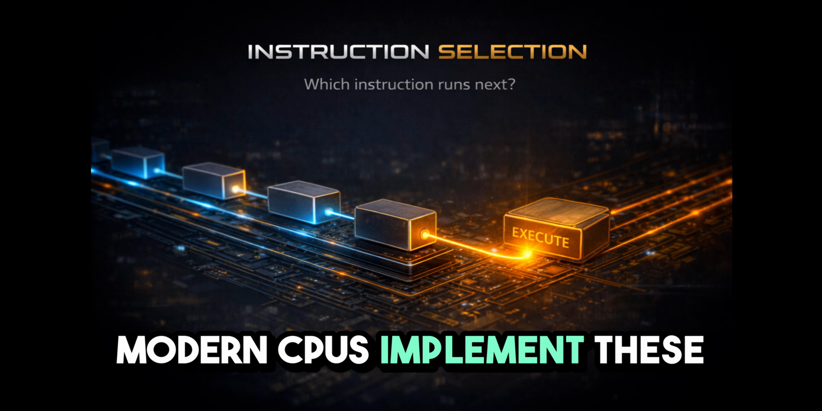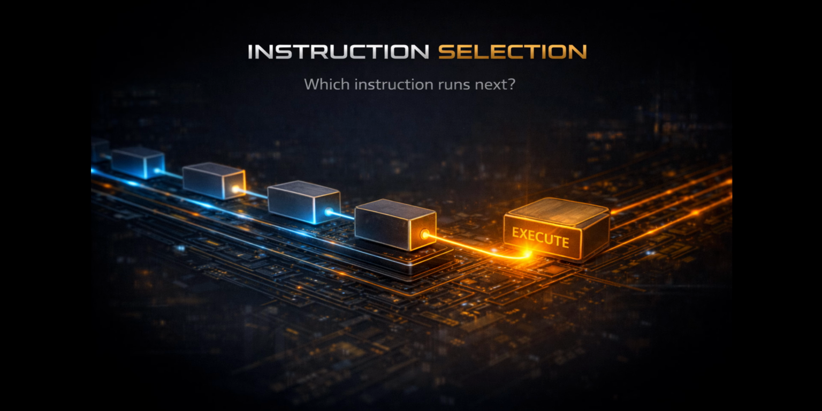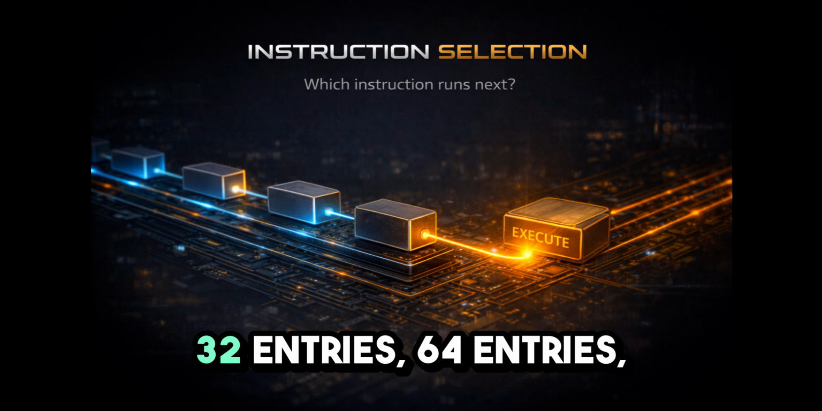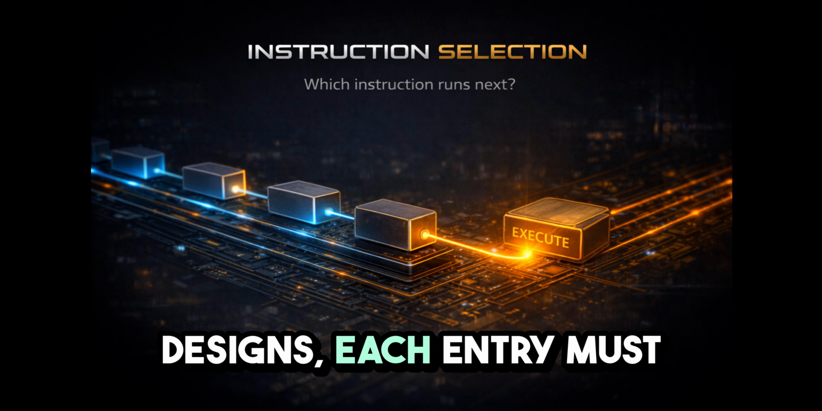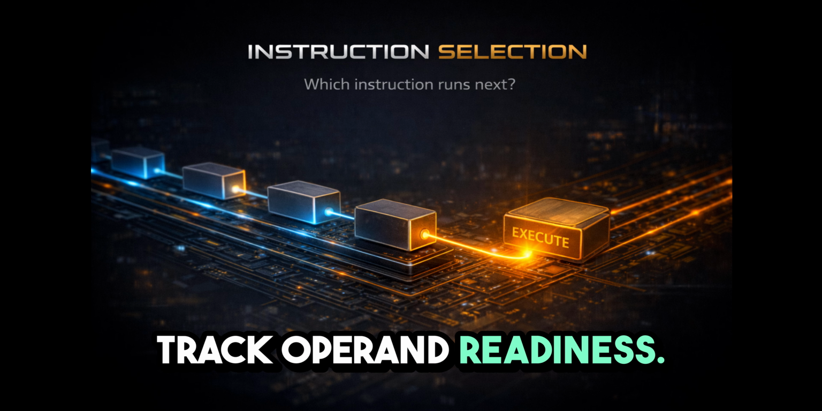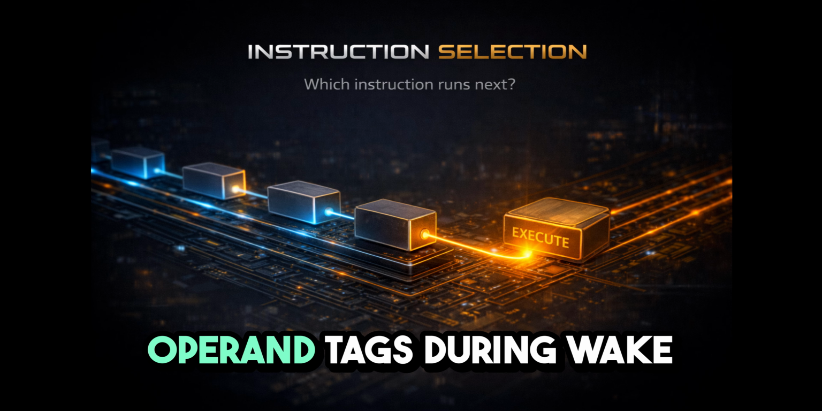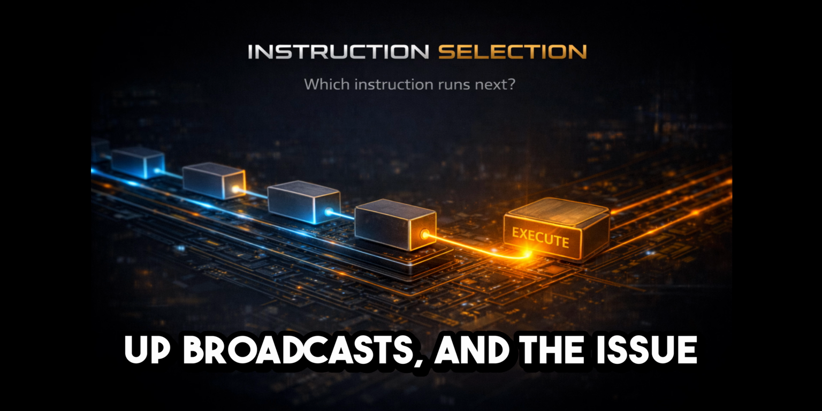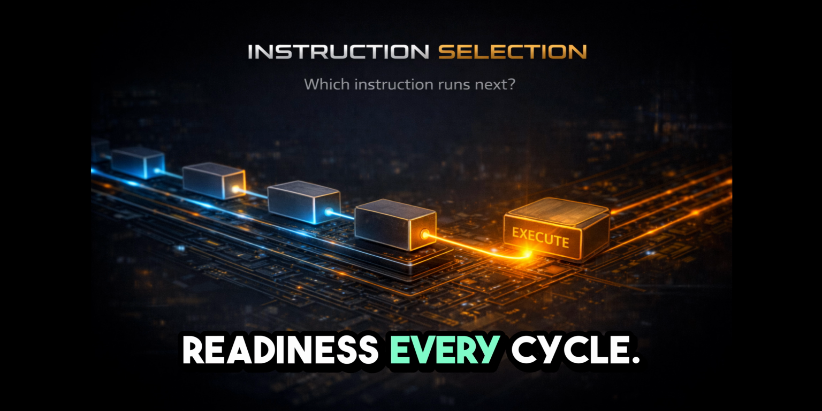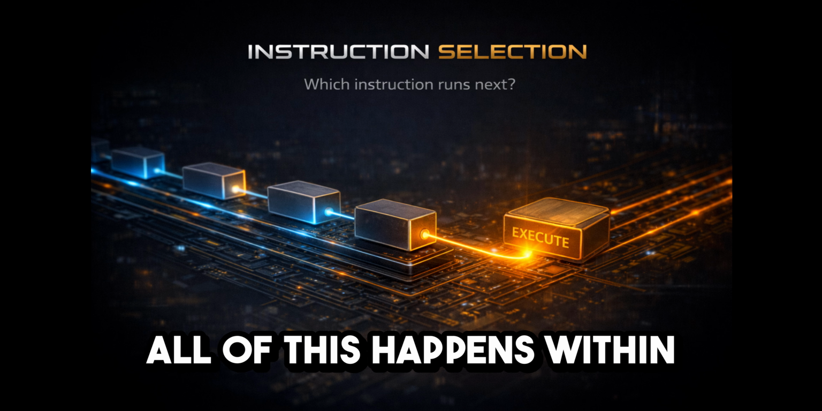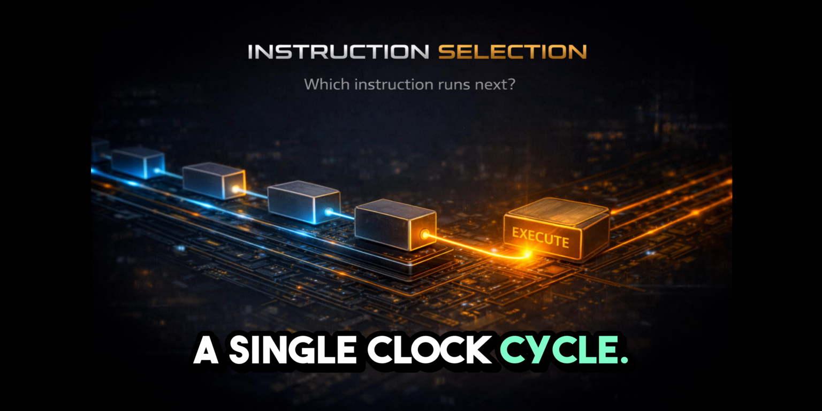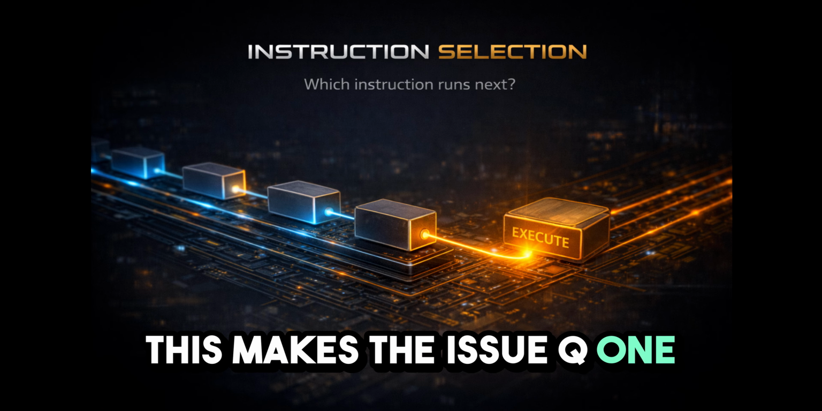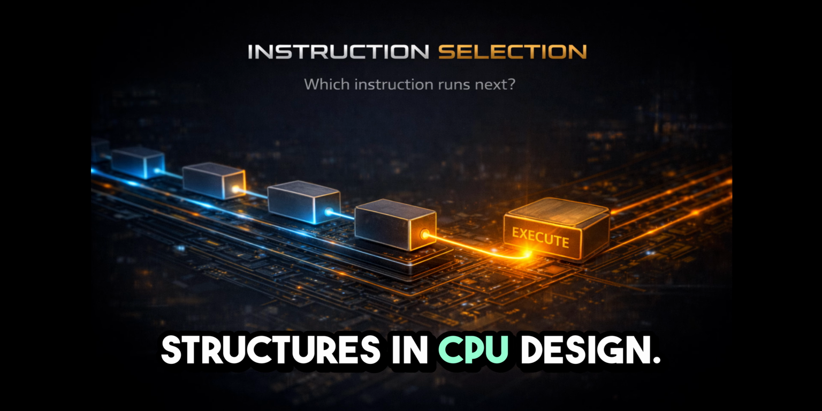Modern CPUs implement these mechanisms at enormous scale. An issue queue may contain 32 entries, 64 entries, or even over 100 entries in high-performance designs. Each entry must track operand readiness. Each entry must compare operand tags during wake-up broadcasts, and the issue logic must evaluate readiness every cycle. All of this happens within extremely tight timing constraints, often within a single clock cycle. This makes the issue queue one of the most challenging structures in CPU design.